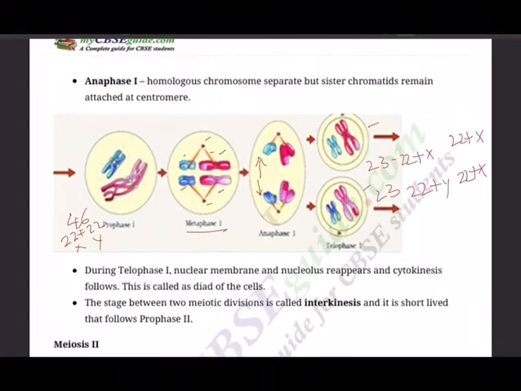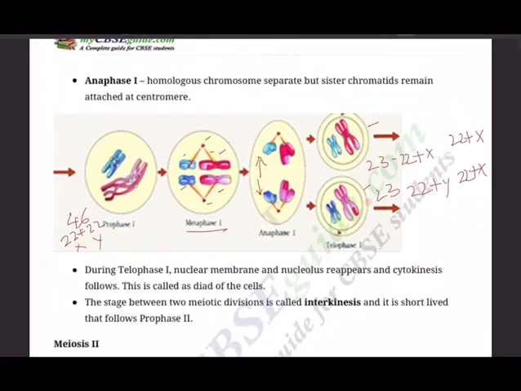And in the last phase, during telophase 1, the nuclear membrane and nucleolus reappear and cytokinesis follows. This is called the dyad of cells. So basically telophase 1 results in the formation of two daughter cells with haploid number n. The parental cell has the diploid number 2n. We start off with 2n and end with n, and that too in two daughter cells.